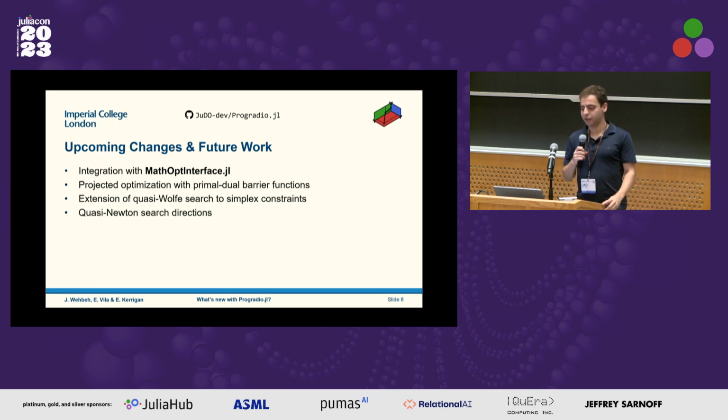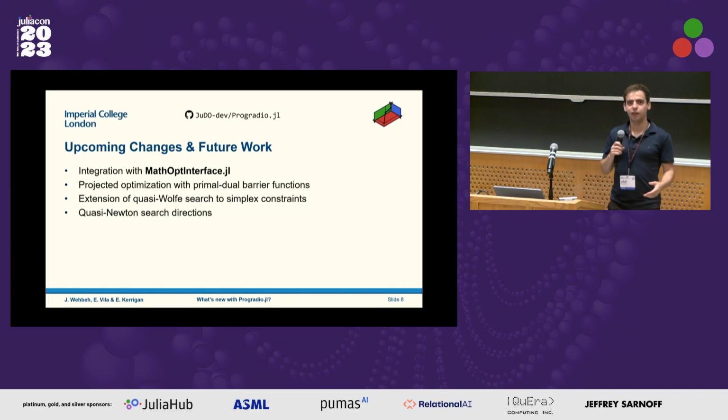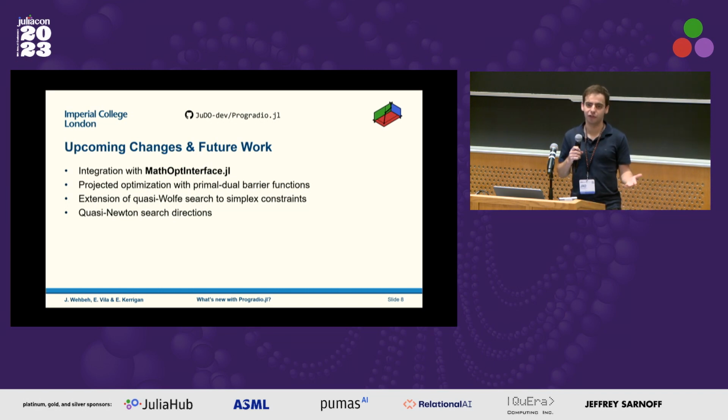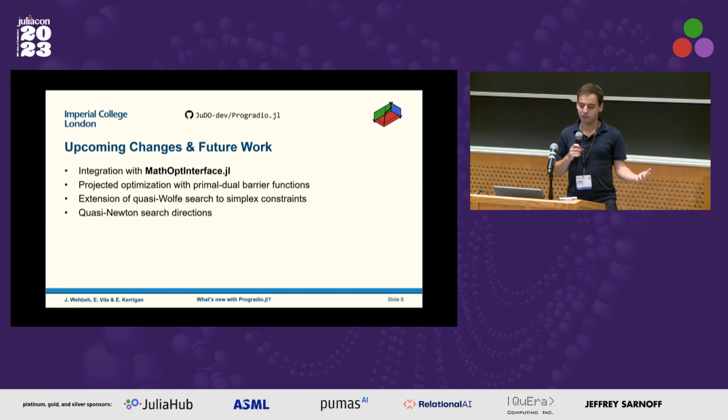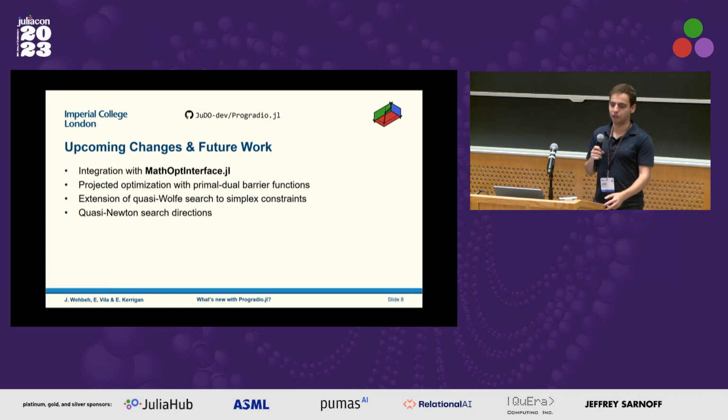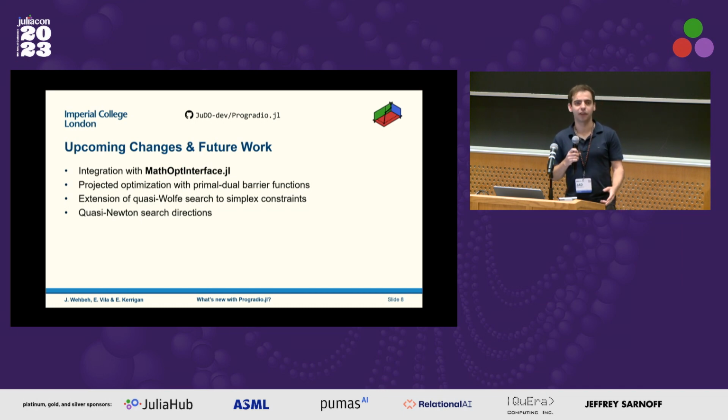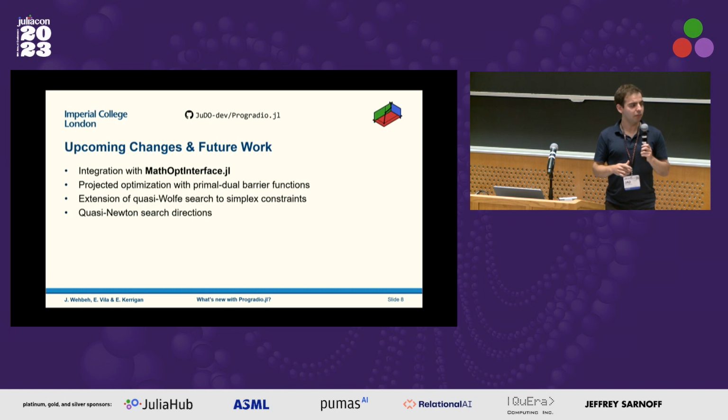In the future, we want to add integration with MathOptInterface.jl to make it easier for other packages to use Progradio, such as JuMP or anything like that. We want to expand our work to more general constraint functions, so we tackle simplex and box constraints explicitly through projected gradient optimization, and then use primal dual barrier functions for more general constraints. And then extend the Quasi-Wolfe line search to simplex constraints. We currently only support it for box constraints, and then add more search directions, such as quasi-Newton directions. So thank you.